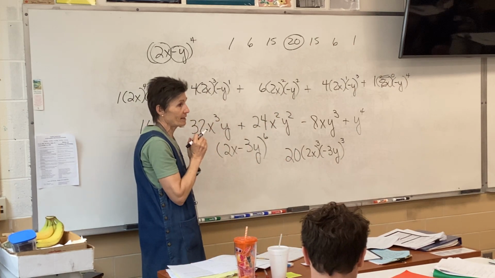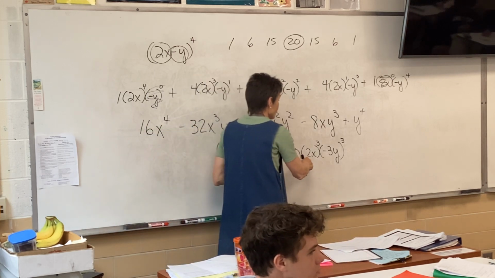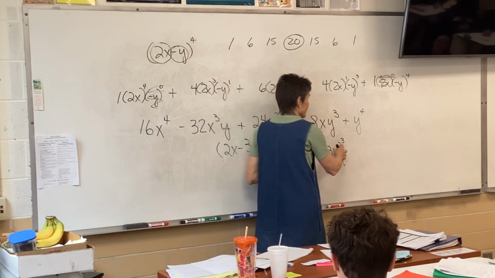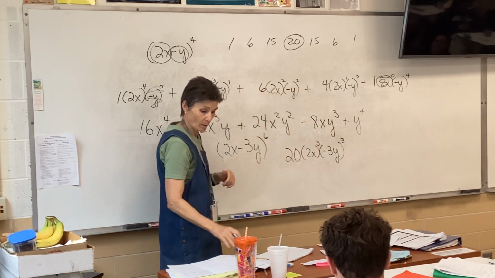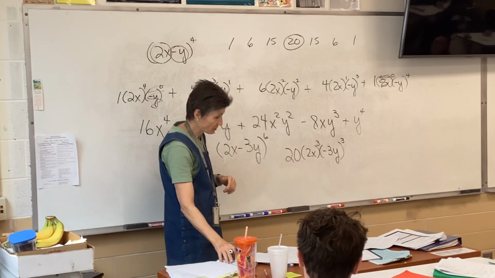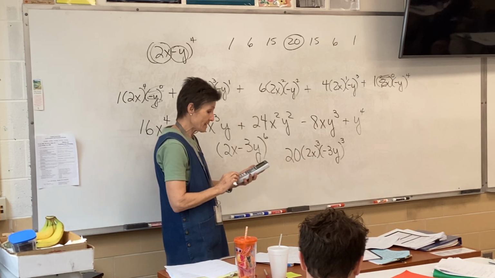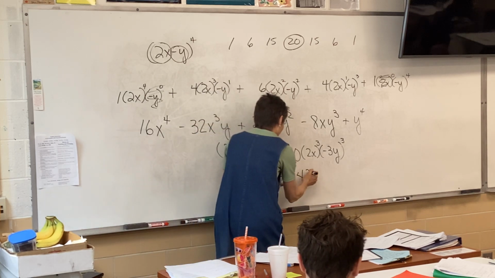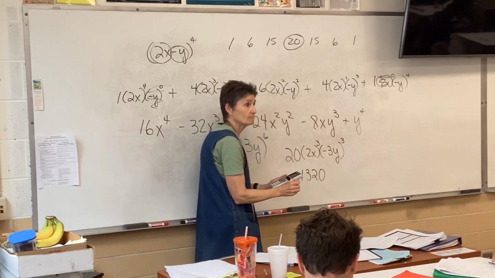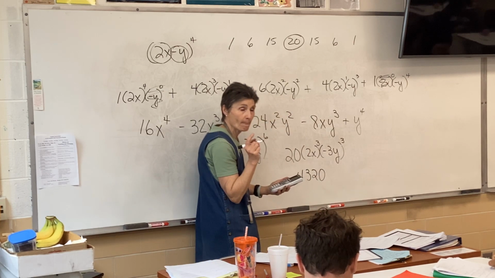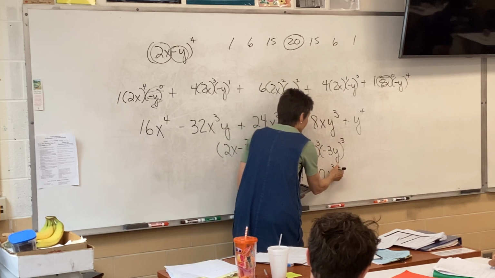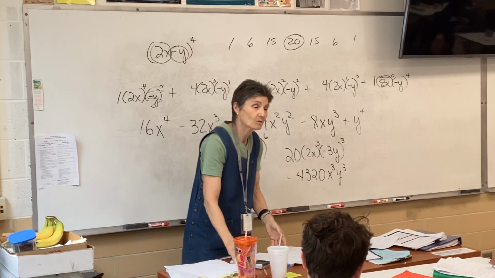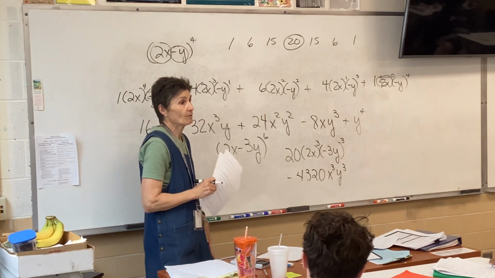And now I do my arithmetic. So 2 to the 3rd is 8, and negative 3 to the 3rd is negative 27. So I have to multiply 20 times 8 times negative 27, negative 4320. Everybody got it? Yeah. And it's going to be x to the third, y to the third. And that right there is the fourth term of the entire expansion.